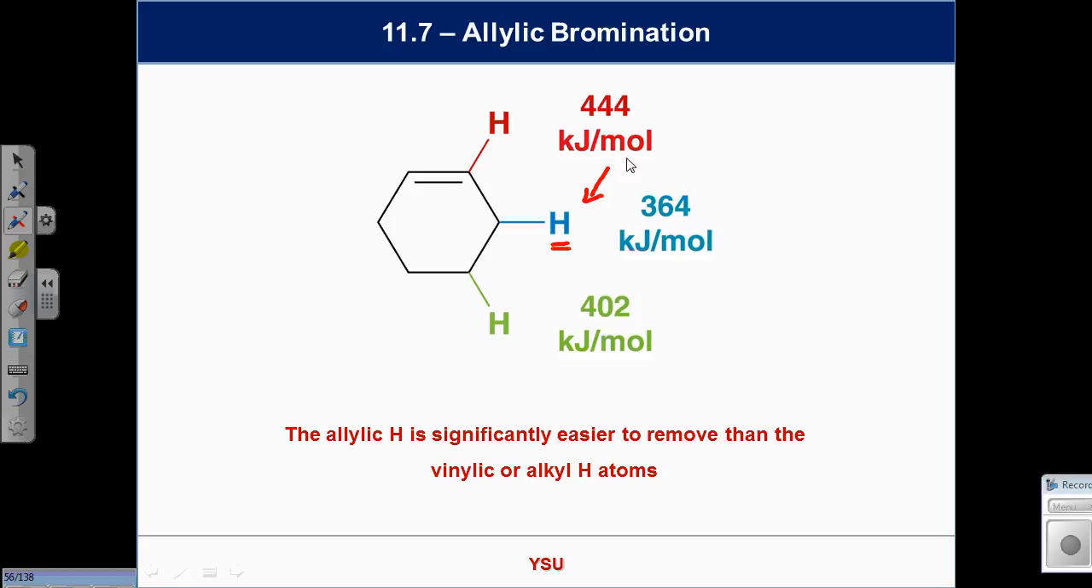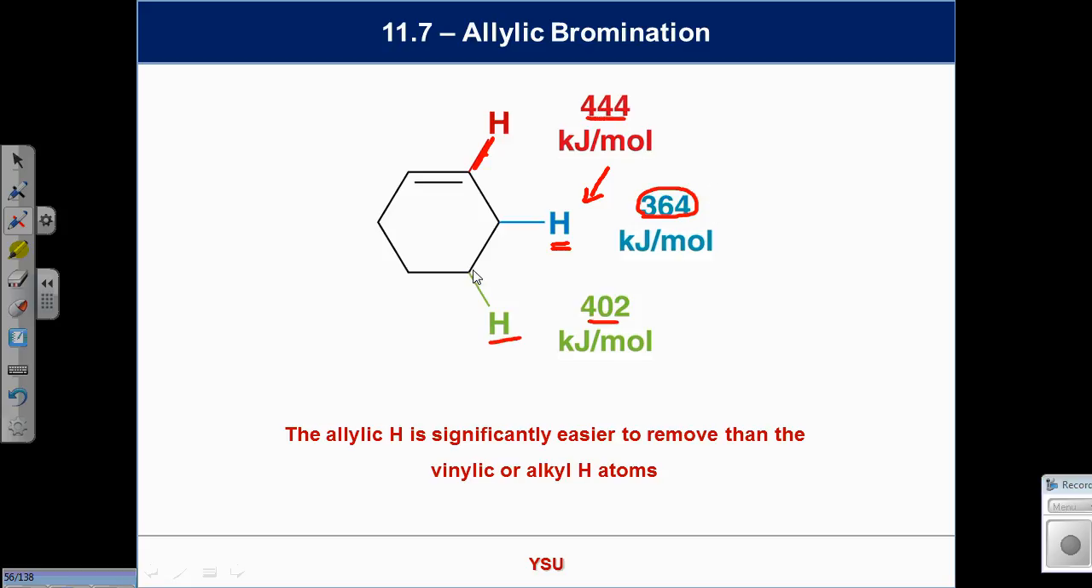And this relates to some of the online stuff that's coming up for chapter 11, so be awake for this one. In these bonds, the red carbon-hydrogen bond, this one right here, is worth 444 kilojoules per mole. Down here at the bottom, 402 kilojoules per mole. But all of a sudden here, 364. That is the weakest of those 3 bonds. And we have to understand why to be able to conquer this stuff.